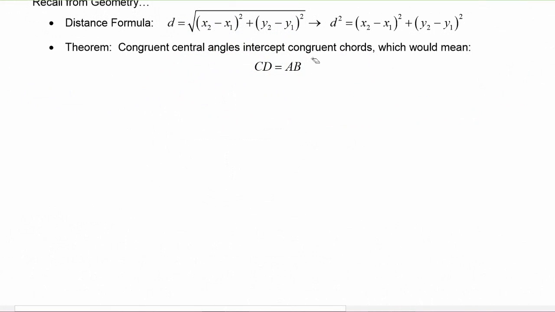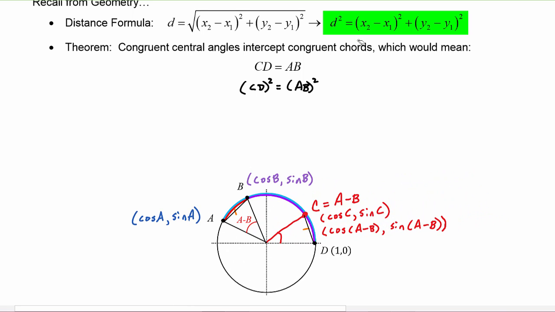So beginning with CD equals AB, we're going to square both sides so that we can get rid of the radical in the distance formula. So now we can plug into this formula because we're doing the distance squared. And from C to D, we have to do x2 minus x1. Now at letter C, the x-coordinate is cosine of A minus B, and we have to subtract away x1, which would be the x-coordinate of letter D, which is 1. And we have to take that quantity and square it.